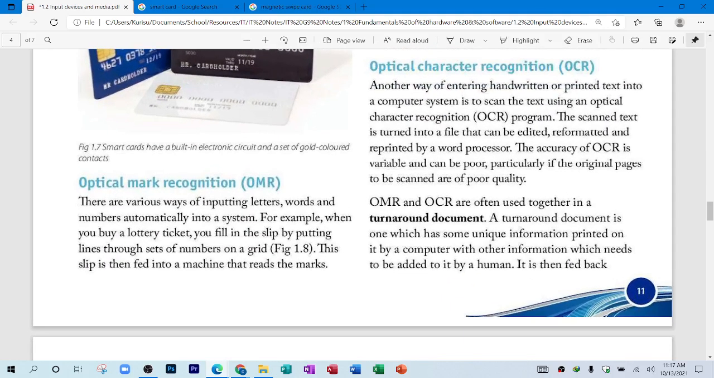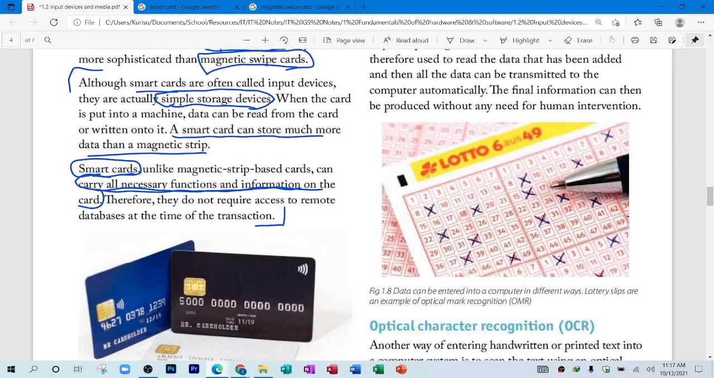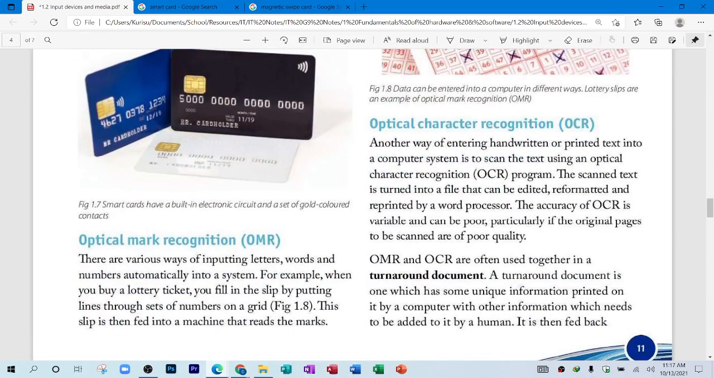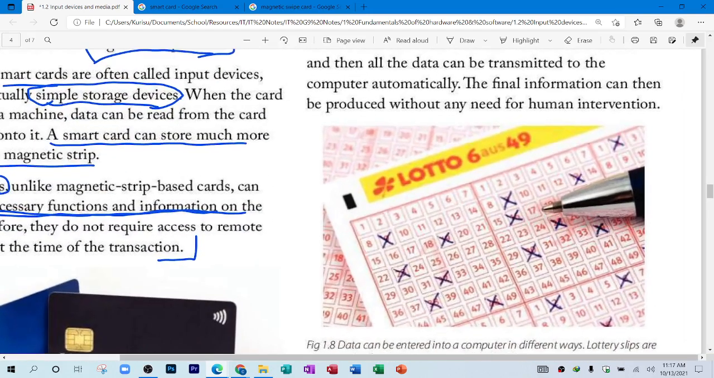For example, the first one that we're looking at is optical mark recognition. That is basically looking for a mark. So there's a document, like for example, this image that you see in here, and we are going to make marks onto the document. And the scanner now is going to scan the document for the marks and input all of the data into the system.